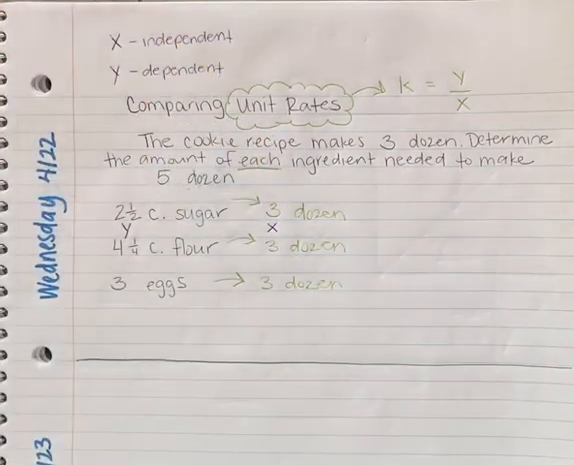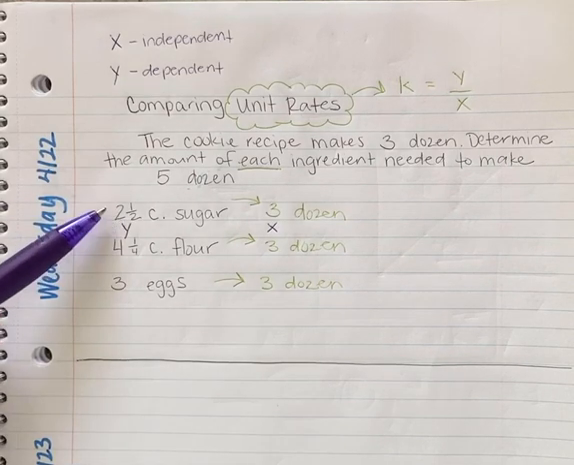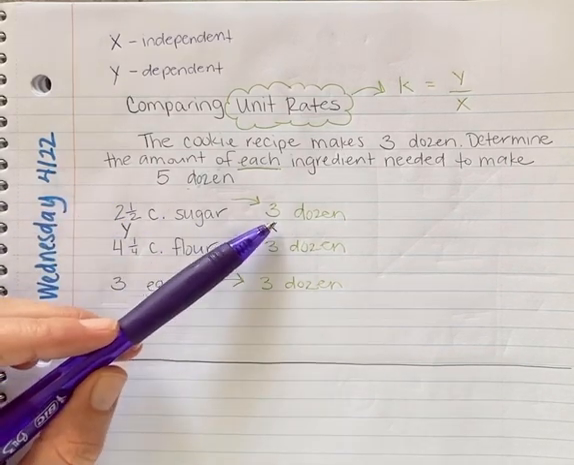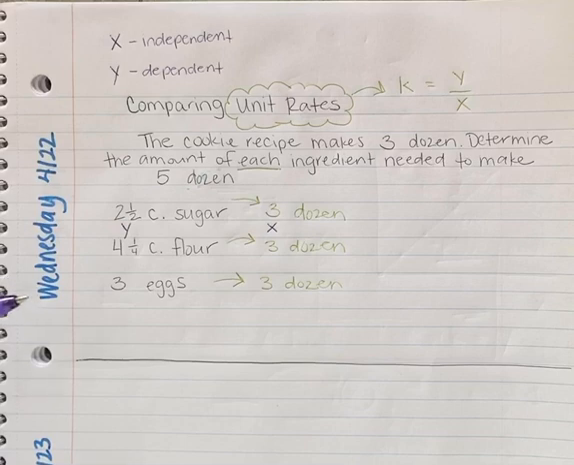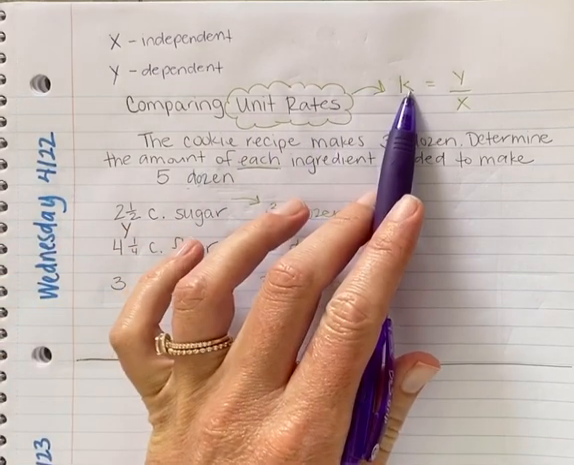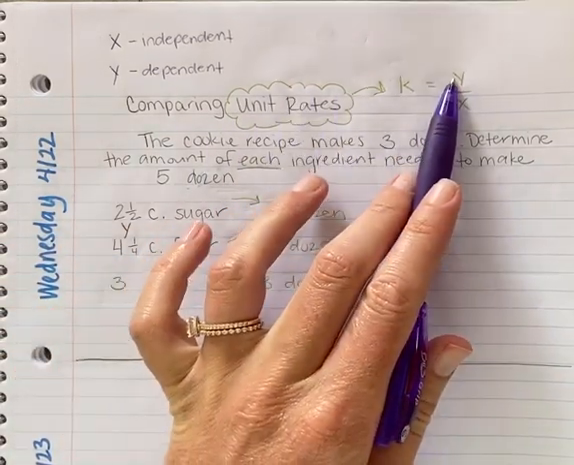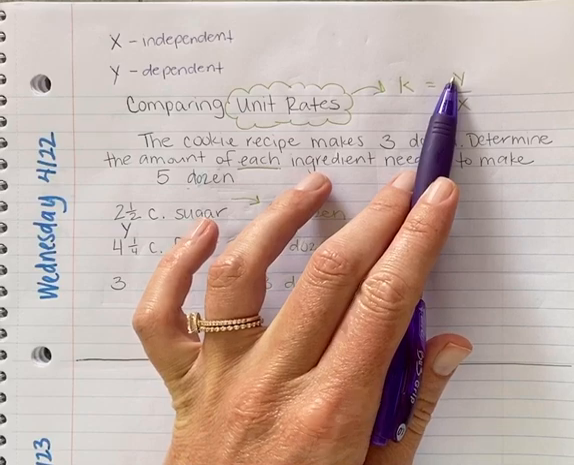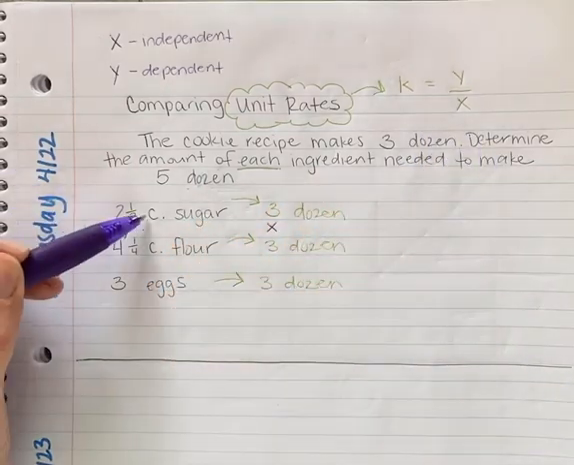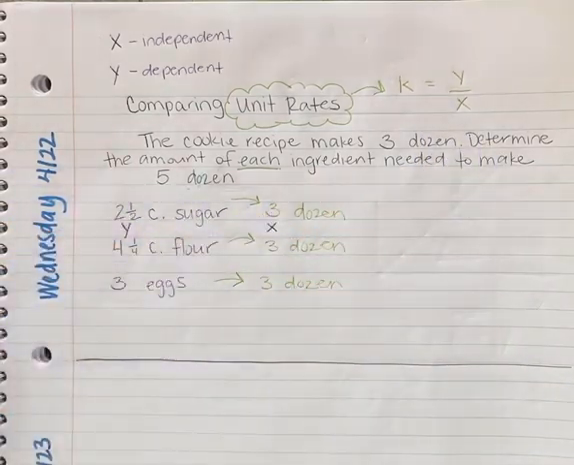And I can also think about it, okay, if 2.5 cups of sugar makes 3 dozen, and I want to figure out what would it be for 1 dozen, I would take this number and divide by 3. And we know that to find our unit rate, we have to take our number, Y, and divide it by X. So if this is the number I want to divide by 3, that means this is my Y and this is my X.